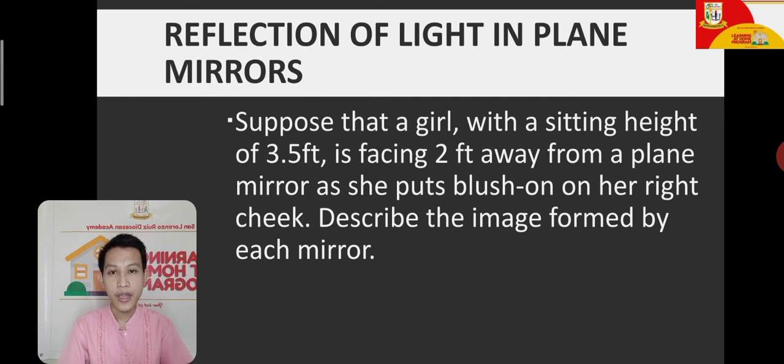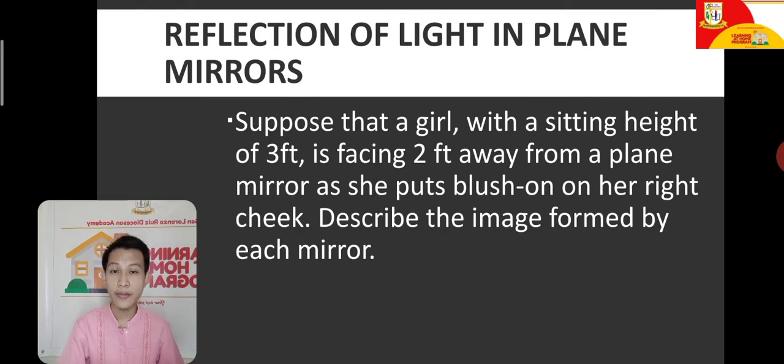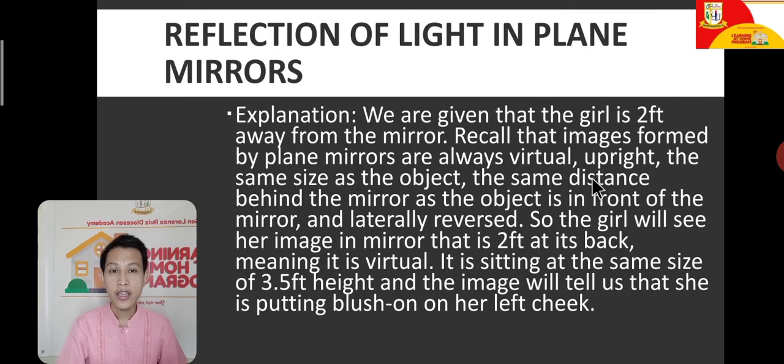Okay? So, ang given natin dyan, isa-isayin natin, we have a girl with a sitting height. So, nakaupo siya. Ang sitting height niya is 3.5 feet. And she is positioned 2 feet away from the mirror. Ano yung kanyang ginagawa? She puts on her blush on her right cheek. So, ano kaya yung type ng image or characteristics ng image na mapaform sa ating plane mirror? So, paano natin i-describe yung image na mapaform sa mirror base dito sa given example natin?